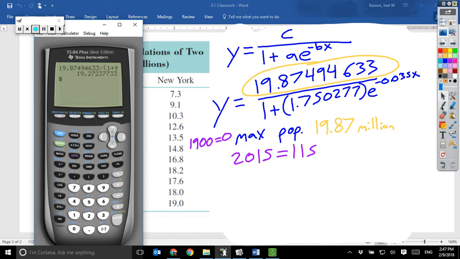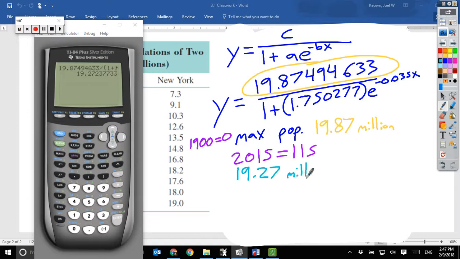And so my estimate for the population of New York in 2015 was 19.27 million. Okay, so that was the max population, and that was my estimate for the year 2000. Well, the year 2000 is already passed, so I can go back and actually check and see how close we really were.